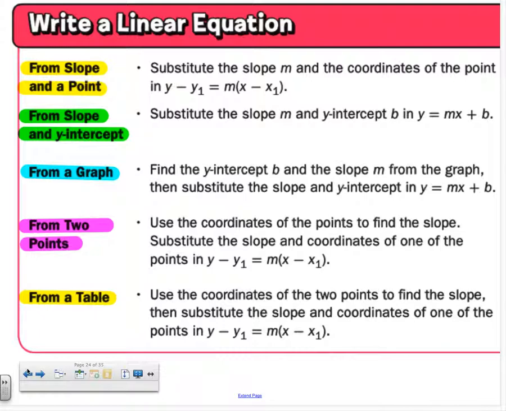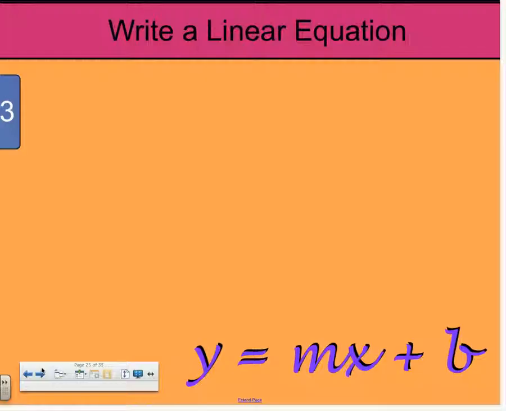We have many different times where you're going to have to be able to write a linear equation. If I give you a slope and a point, you need to be able to write an equation. If I give you the slope and a y-intercept, you need to be able to write an equation. If I just give you a graph, you're going to have to be able to find slope and y-intercept, and write an equation. If I just give you 2 points, you're going to have to be able to find slope, y-intercept, and write an equation. And if I simply give you a table, in all of these scenarios, you're going to have to be able to write an equation. So please pay attention and we'll work through some of these.